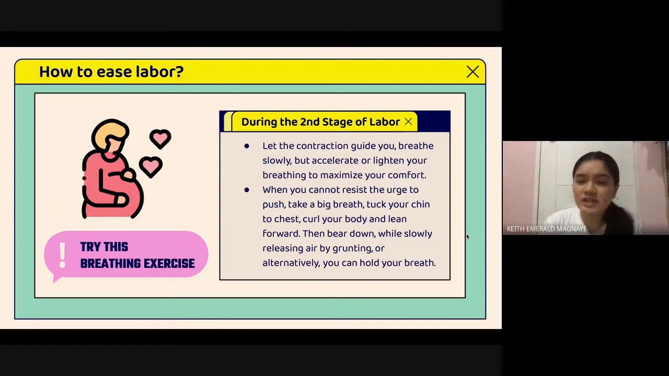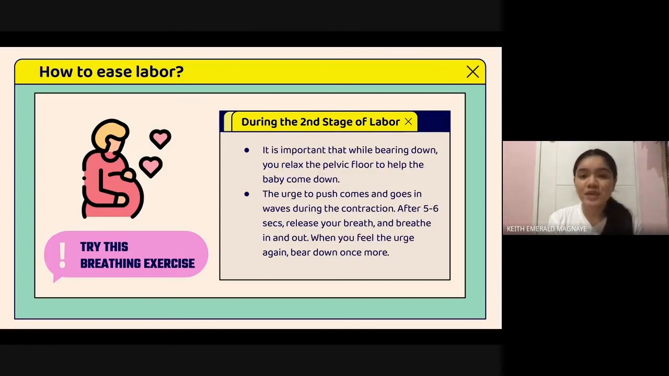When you cannot resist the urge to push, huminga po ng malalim. Tuck your chin to your chest and curl your body and lean forward, then bear down while slowly releasing air by grunting or alternatively, you can hold your breath po. Pag may nararamdaman po kayong contraction, hinga pong malalim and pigil and then slowly po nyong i-exhale.